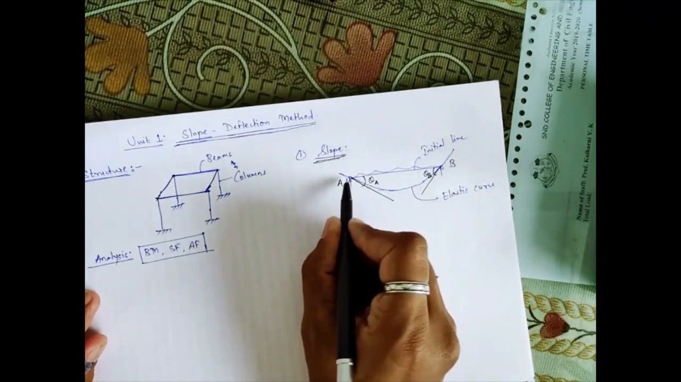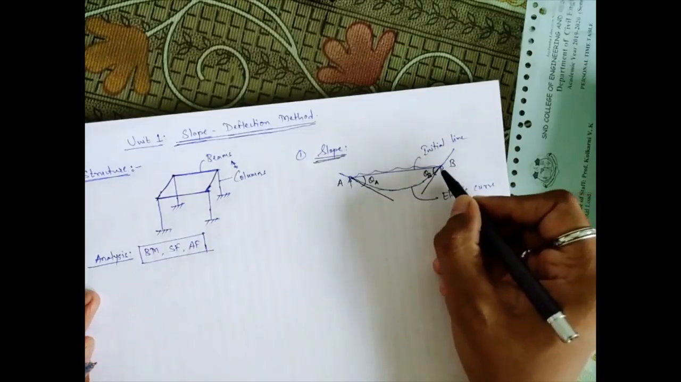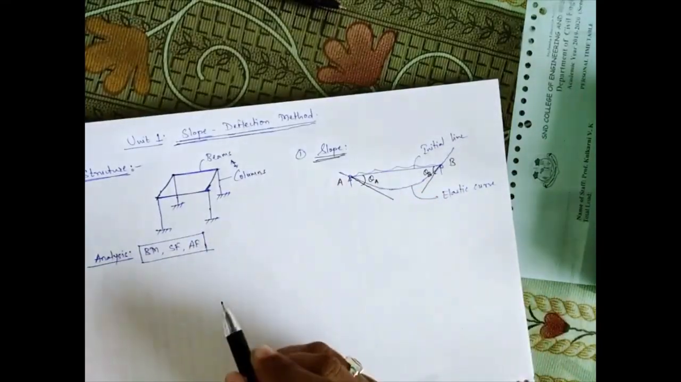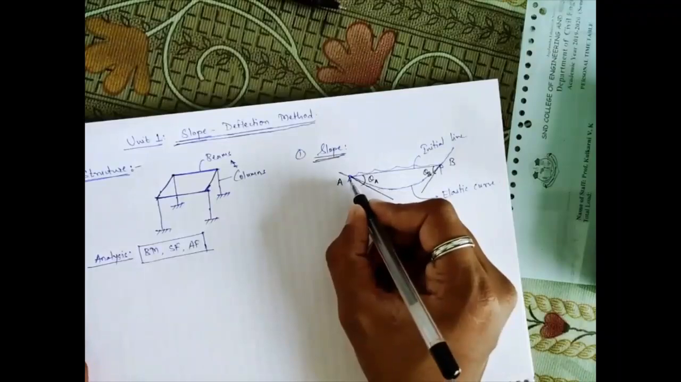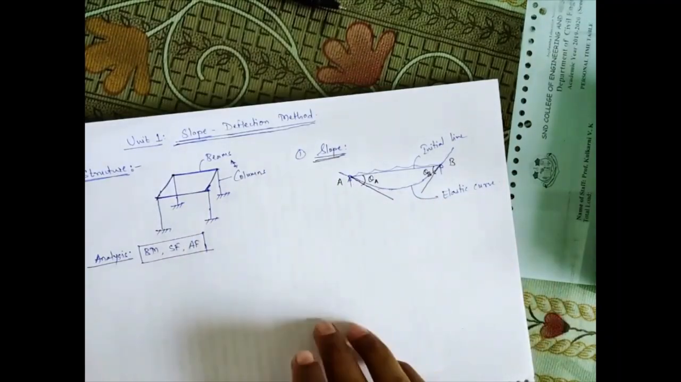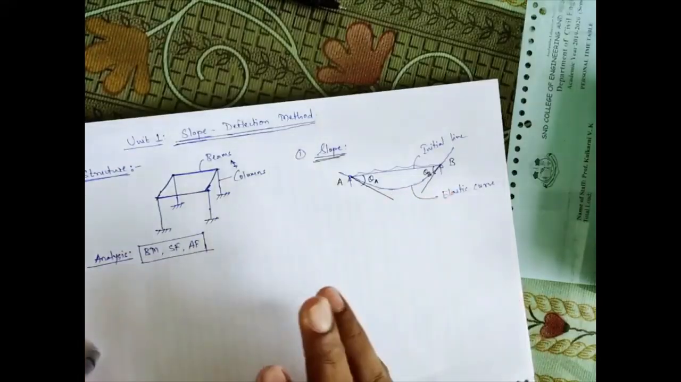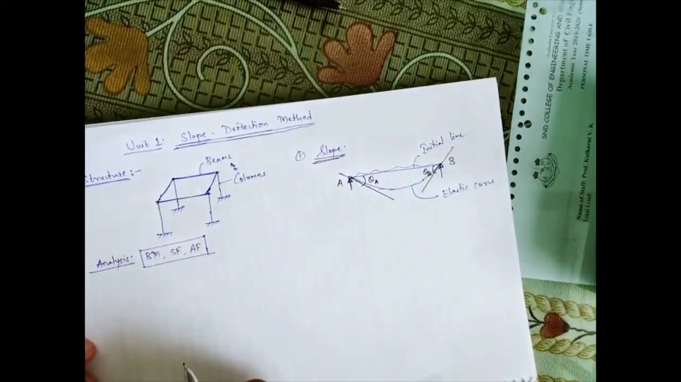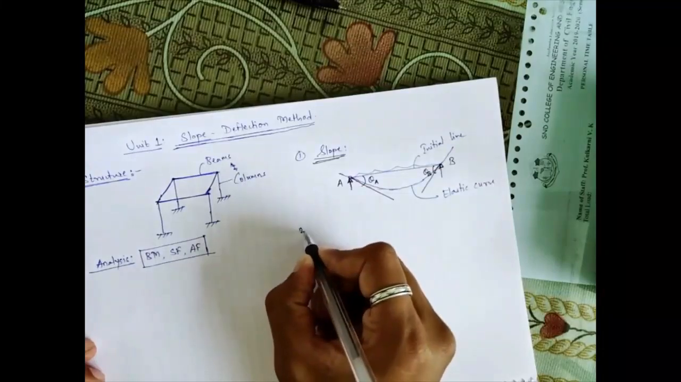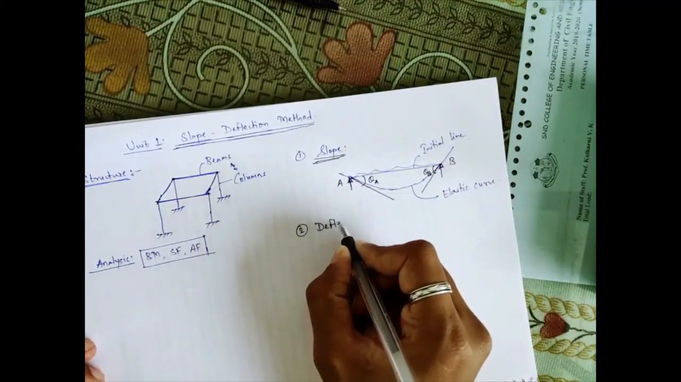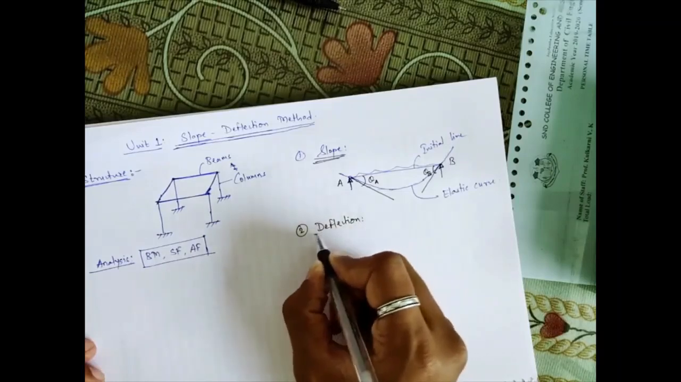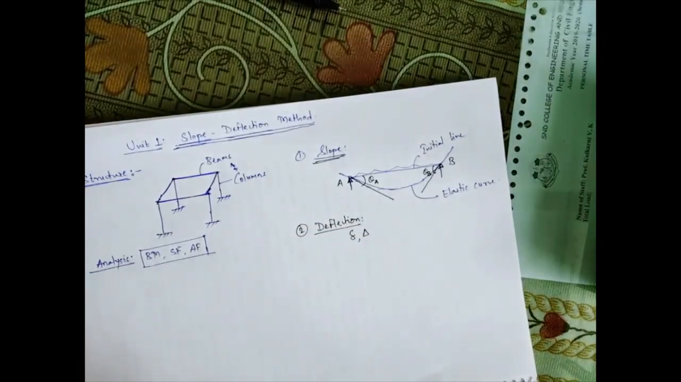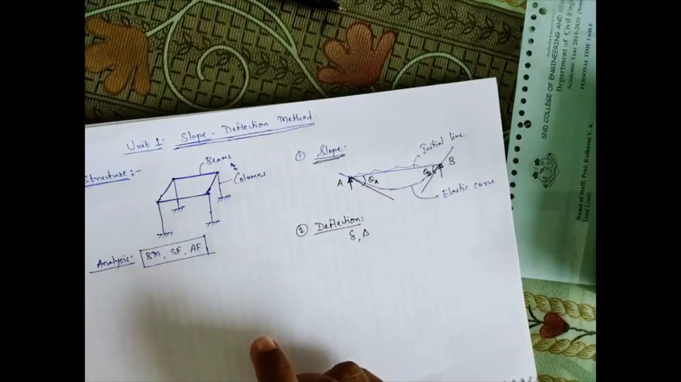The tangential line drawn to the elastic curve forming an angle theta gives the slope. So depending on the support conditions, your slope values will vary, or where it will occur and where it will not occur will depend on the support conditions. Then secondly, the second part, that is the deflection. Deflection we denote by delta or in this way. In both ways, you can denote the deflection.